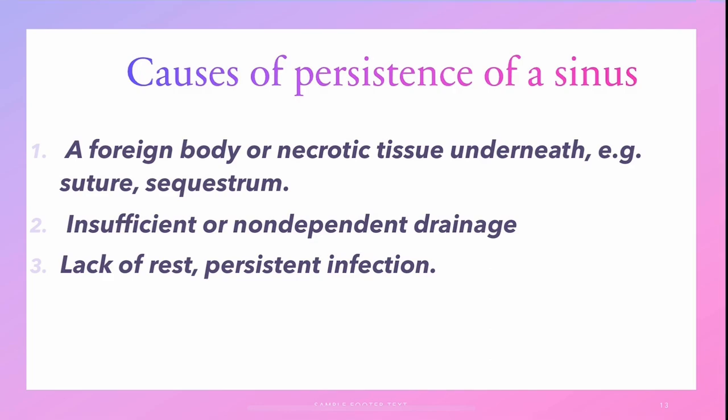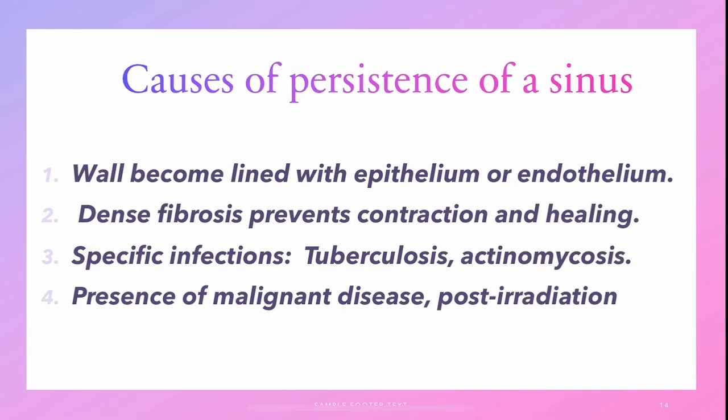There could be a foreign body or dead necrotic tissue underneath, such as a suture being caught underneath, or there can be a sequestrum, a dead bone. There can be insufficient or non-dependent drainage of the sinus. There can be a lack of rest or persistent infection resulting in the persistence of the sinus. So guys, I hope it's clear: foreign body, insufficient drainage, no rest, continuous recurrent infections again and again leading to a chronic condition will lead to the persistence of a sinus.